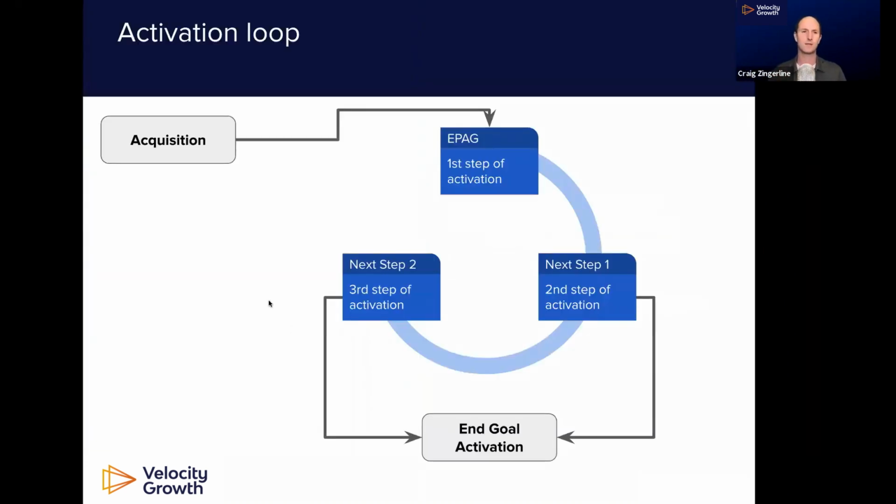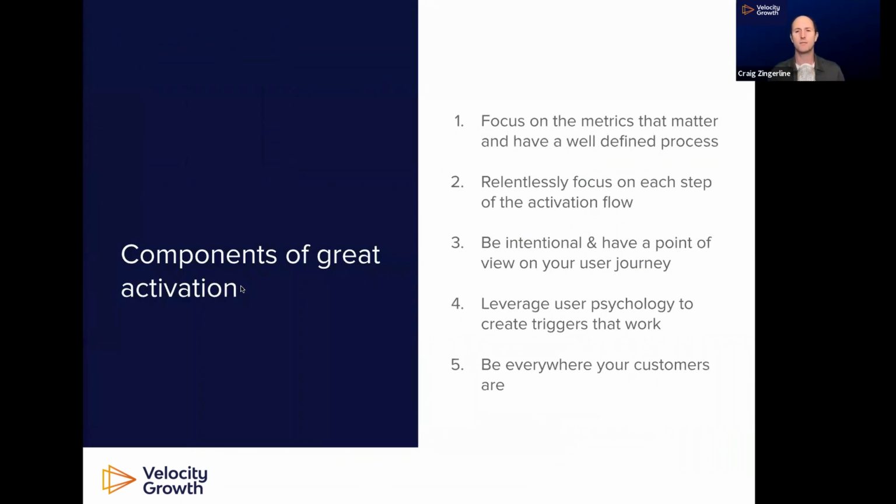To visualize it, I like to look at it like this, where you've got acquisition on the top left here, and then you've got your EPAG metric, which is that first step in activation, and then you form a loop here. So you've got next step 1, next step 2. You may have multiple additional steps here depending on what your actual workflow looks like. But each of those next steps along the journey is trying to drive the user to your end goal that you have for activation.